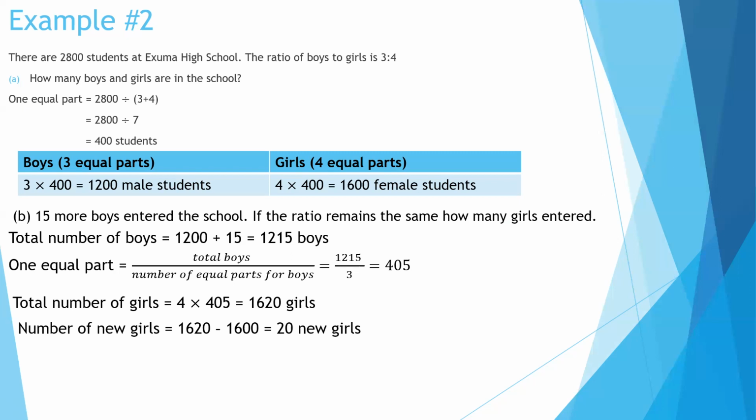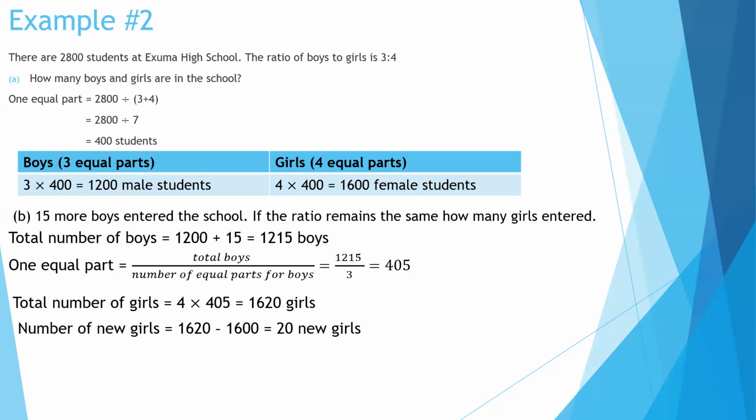Oh, okay. Go ahead. And to find how many boys there are, since the ratio is 3 to 4, the boys get 3 equal parts, which is 3 times 400, which is 1,200 male students. And to get the girls, you do the same thing, but you multiply 400 by 4, because the girls' ratio is 4, and you get 1,600 female students.